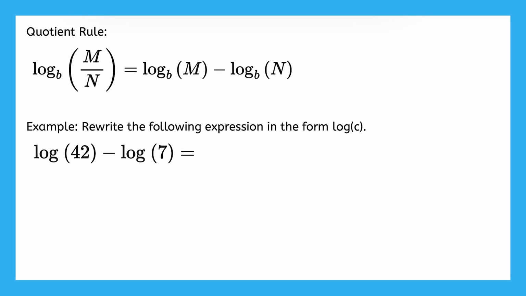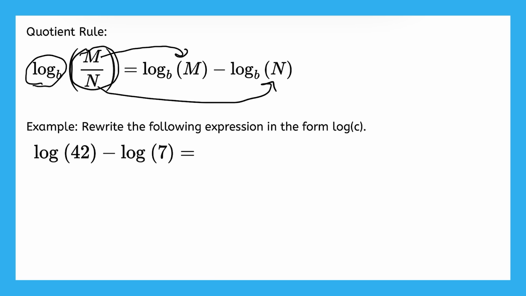The quotient rule states that if we have log base something of the quotient of two numbers, we can rewrite that as two separate logs with the numerator right here and the denominator right here in the second log. And we have subtraction this time. All right, pretty straightforward. So let's try to do an example like this.